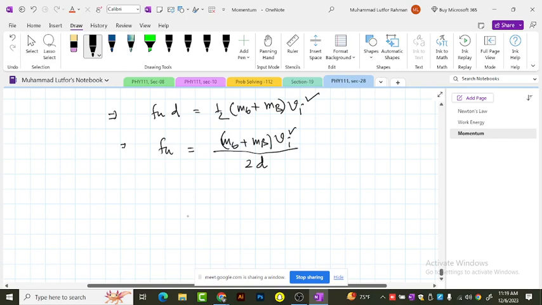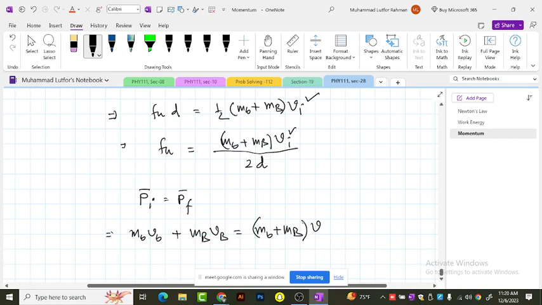Momentum will be conserved whether there is an elastic or inelastic collision. Then I will write that initial momentum must be equal to final momentum. Initial momentum is the momentum of the bullet, which is mass of the bullet times velocity of the bullet, plus mass of the block times velocity of the block. It should be equal to, because after the impact they stick together, mass of the bullet plus mass of the block times the velocity, which is Vi over here, right?